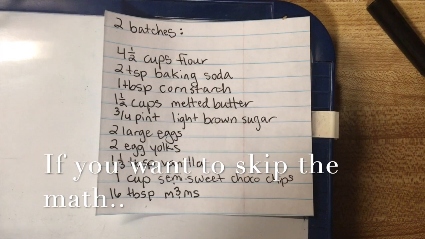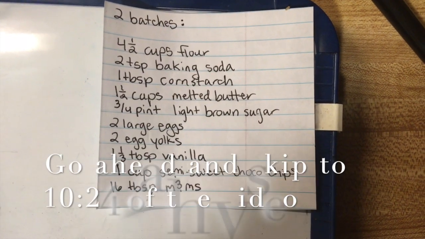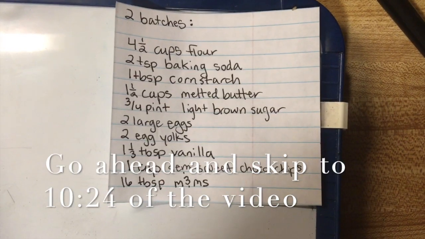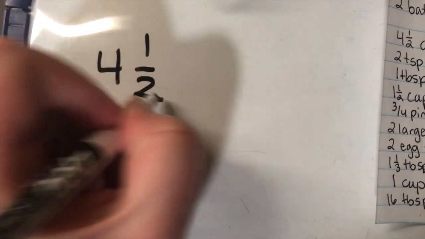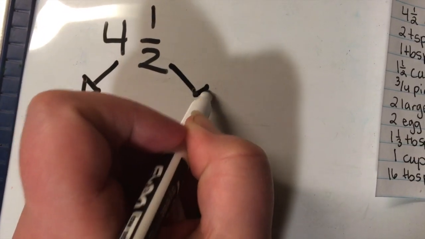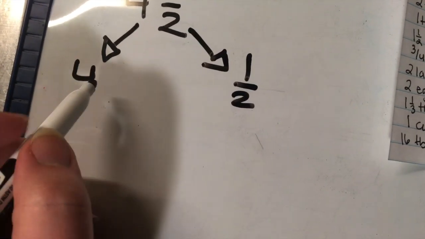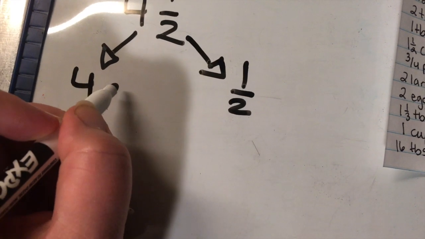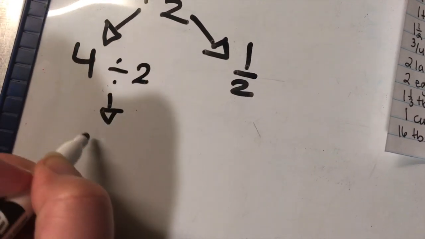So if you take a look at my recipe, the first thing I need to do is cut 4.5 cups of flour in half. We're going to do this real easy. We're going to start with 4 1/2, and we're going to split it up. We're going to have 4 and we're going to have 1/2. Now, half of 4 is pretty easy. We just divide 4 by 2, and our answer is 2.